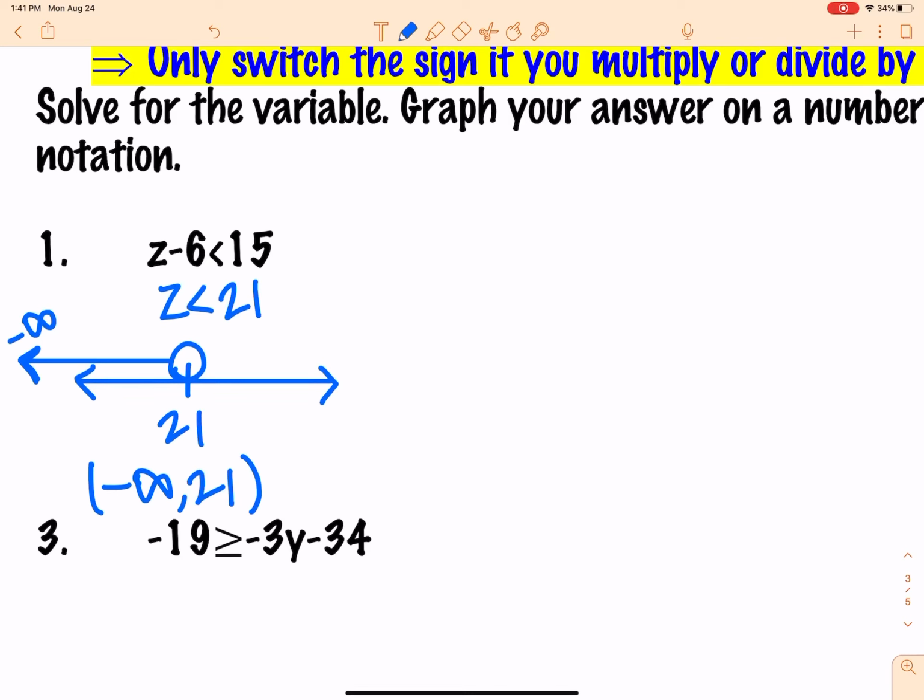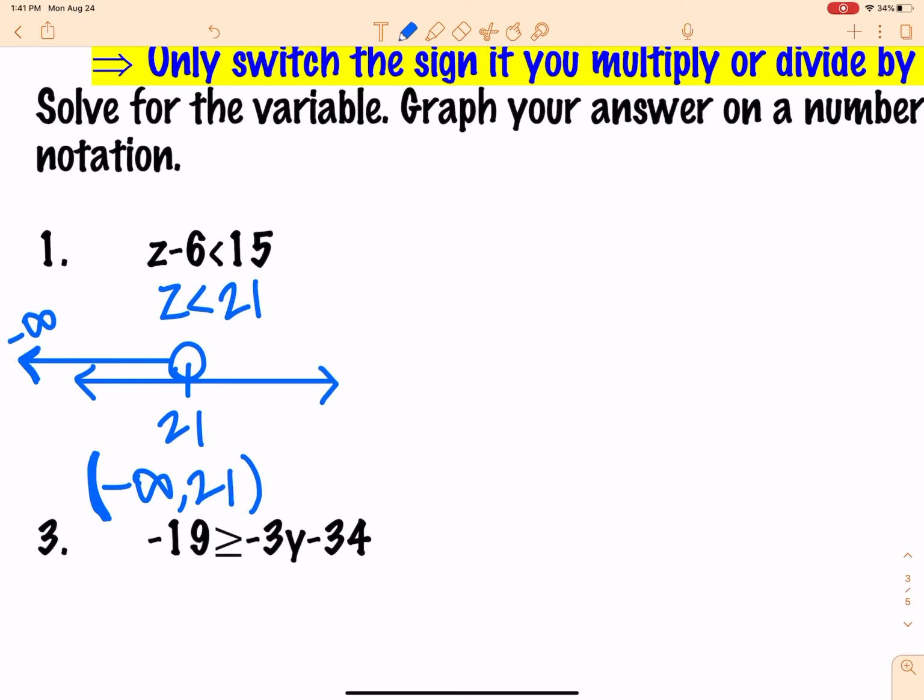And then just to let you know, infinities and negative infinities always will have a parentheses. Those do not have a bracket because technically we don't know what that value of infinity is, so we can't include it in our set. So we will always have a parentheses attached to it.